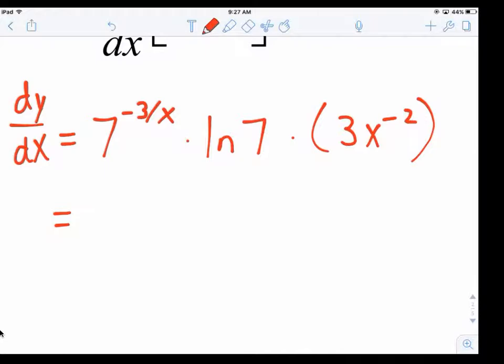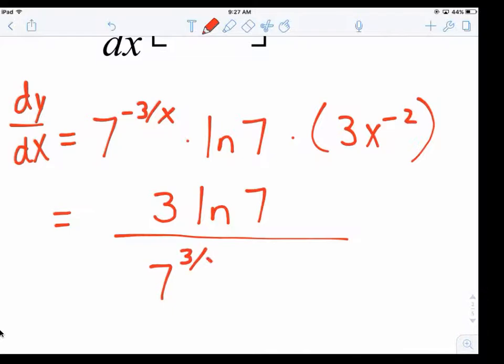So what do we got? We got 3 times the ln of 7 over 7 to the 3 over x times x squared.